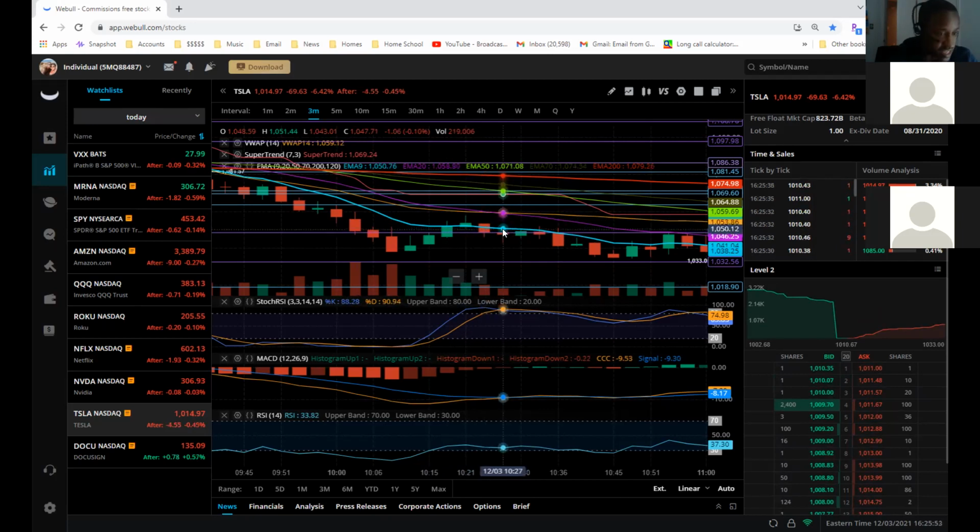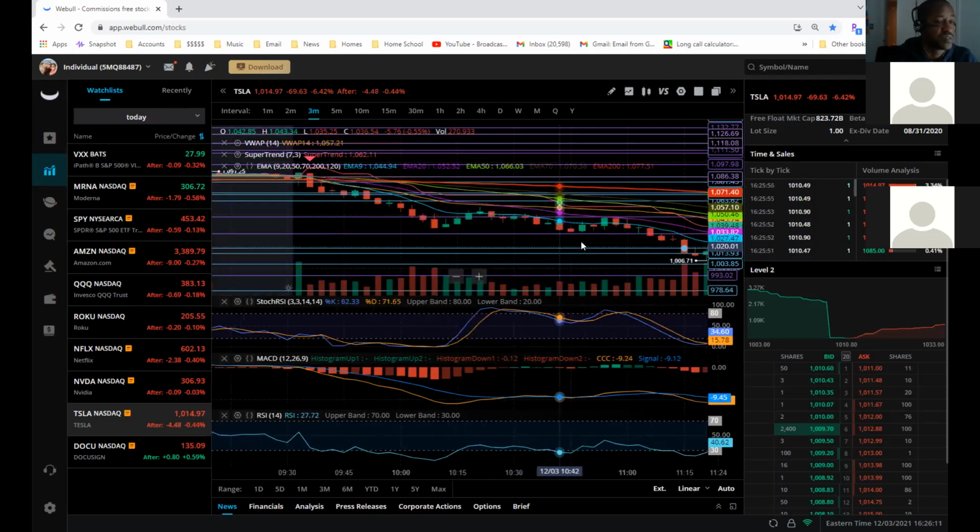With this one, I actually cashed out around 1023, which is probably here somewhere. So I wrote it down to 1048, 1047. So that was about maybe $4 or $5 move on that put. But that actually wasn't even the best one. There were some really good ones today.